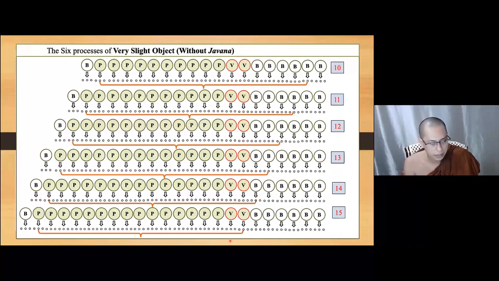Then another six types, those taking the very slight object when they arise. It is because the object is very slight. So after passing away, the past bhavanga for 10 times, the remaining moments after 10 times, if we take the vibrational bhavanga, the arrest bhavanga, after that only five moments remain.